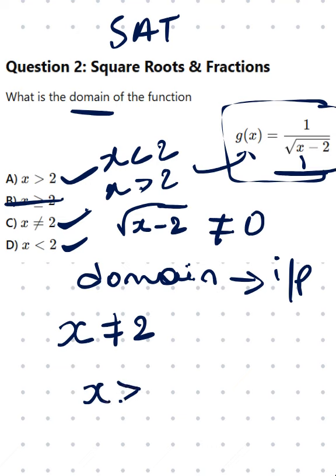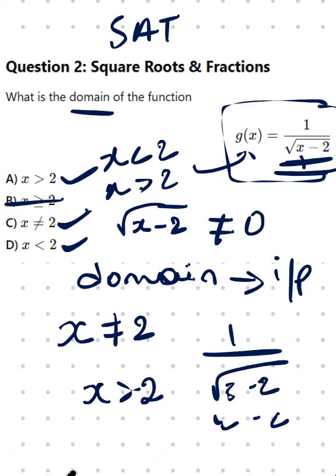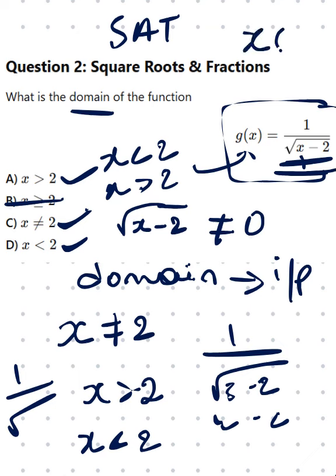Well, when you consider the positive values, that is x greater than 2, these are valid. You're going to get positive values under the square root, like 3 minus 2, 4 minus 2, like that. If we consider x less than 2, this will run into negative values under the square root, which is not defined for the inputs of x.